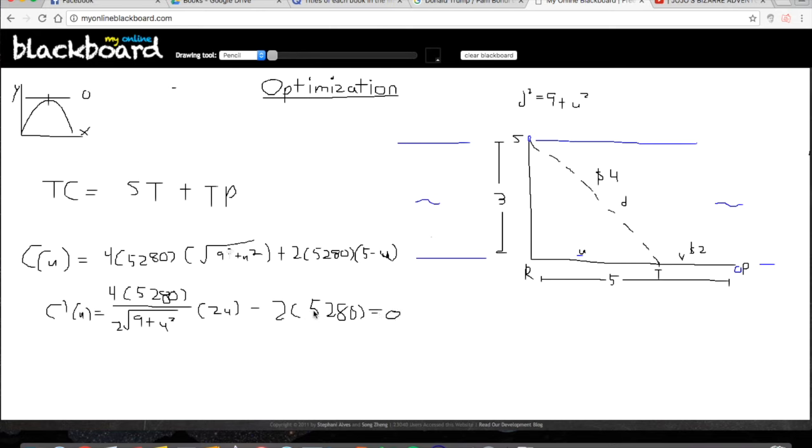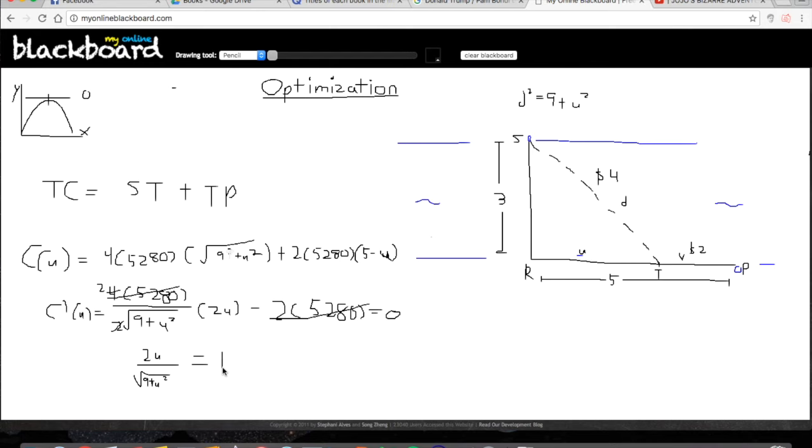So already, we're just going to cancel this 2 with this 4, and this becomes a 2. We have 2 times 5,280 on both, so let's cancel those out. So what we're left with here is 2u over radical 9 plus u squared, and that's going to be equal to 1.